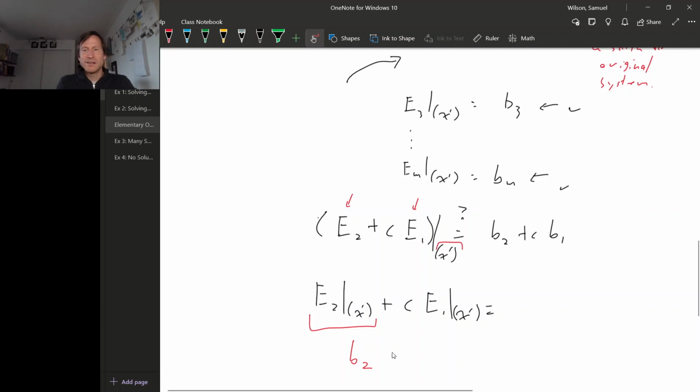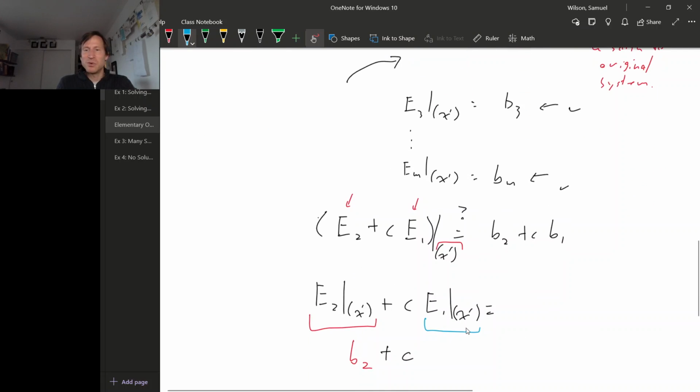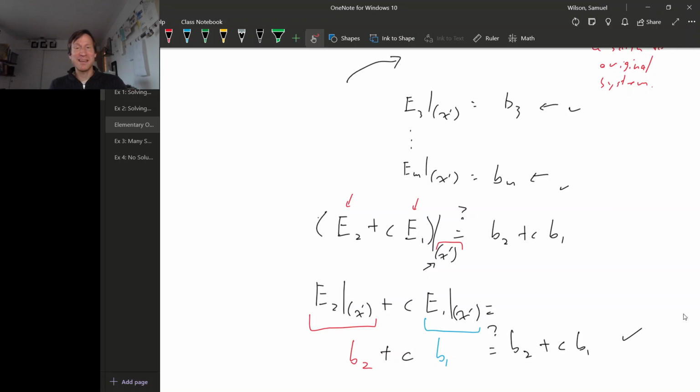Okay, plus c times, and now what about this second part here? Well, we already said that if you take e sub 1 and plug in all of your x values, what you get is b sub 1. So this part is b sub 1. So on the left-hand side, when we plug in our x values, we get b sub 2 plus c times b sub 1. Is that equal to b sub 2 plus c times b sub 1? Yes, those are exactly the same thing.